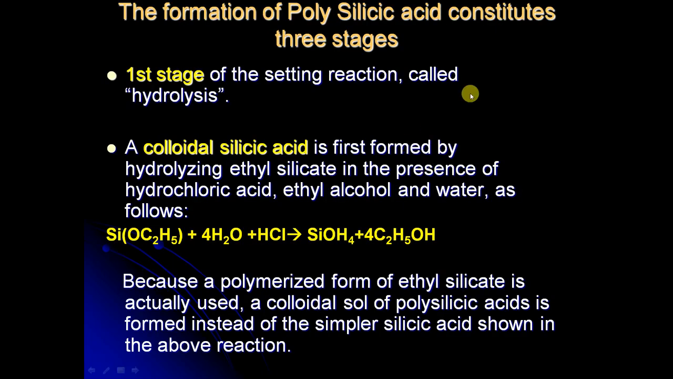So the formation of the polysilicic acid has three stages. The first stage of the setting reaction is called hydrolysis. In this, a colloidal silicic acid is first formed by hydrolyzing ethyl silicate in the presence of hydrochloric acid, ethyl alcohol and water, as follows. You have to keep this reaction in mind.